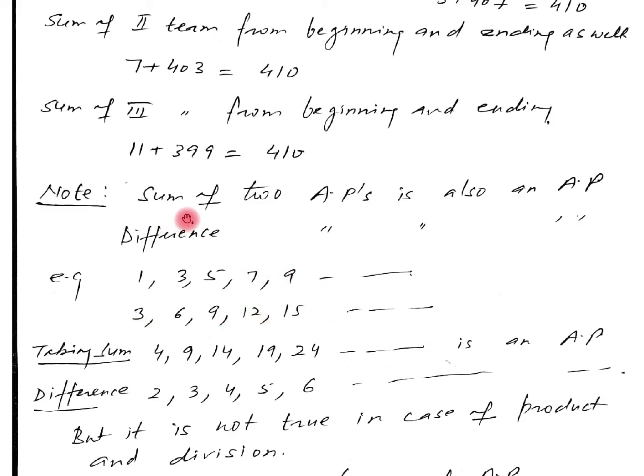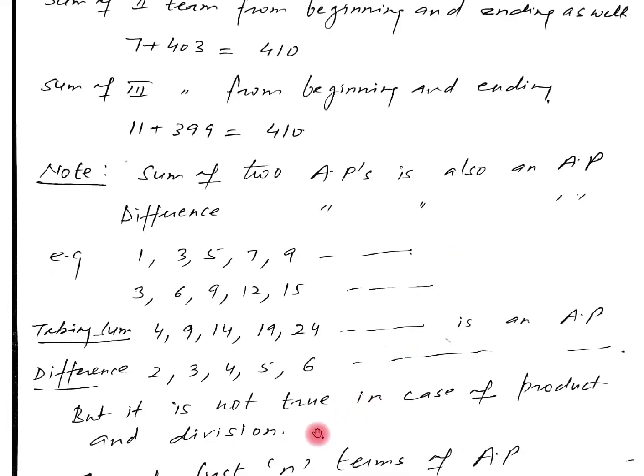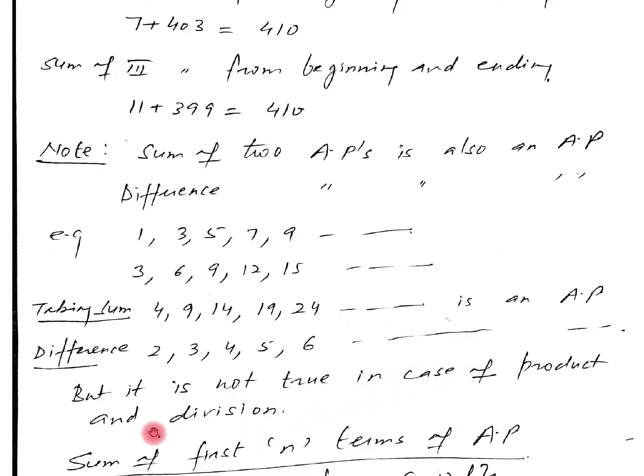Now we have written the sum of two APs. If I am adding the corresponding terms of these two APs, it becomes 4, 9, 14, 19, 24, and again we see the resulting sequence is an AP. Similarly, if I am subtracting the corresponding terms of these two APs, it becomes 2, 3, 4, 5, 6, and here we see again the resulting sequence is an AP. It means if the corresponding terms of two APs are added or subtracted, then the resulting sequences are again an AP. But it is not true in the case of product and division.